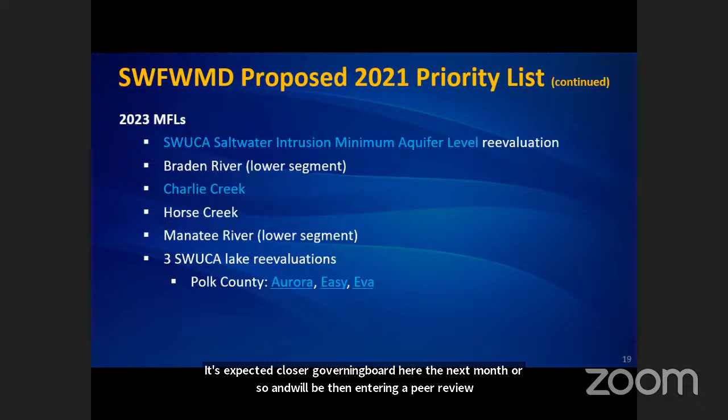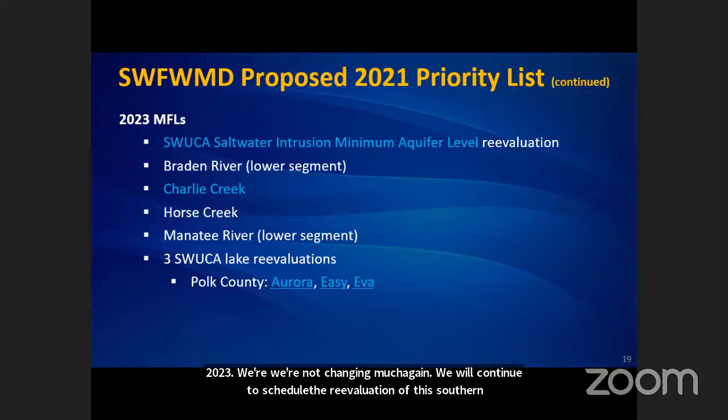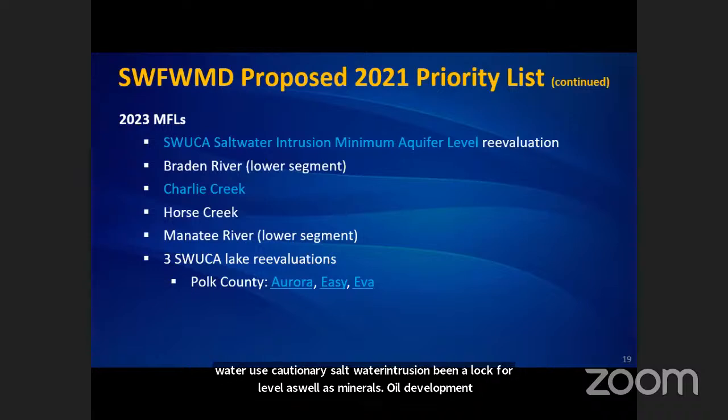For 2023, we're not changing much. Again, we continue to schedule the reevaluation of the Southern Water Use Caution Area saltwater intrusion minimum aquifer level, as well as minimum flow development for Braden River, Charlie Creek, Horse Creek, and the lower segment of the Manatee River.